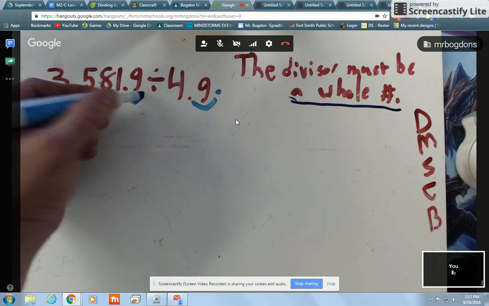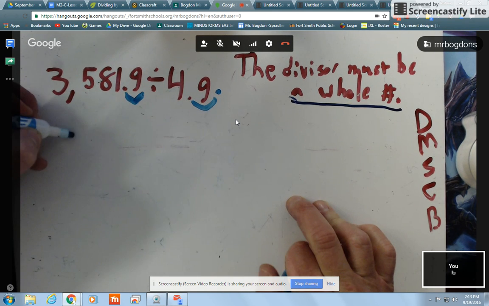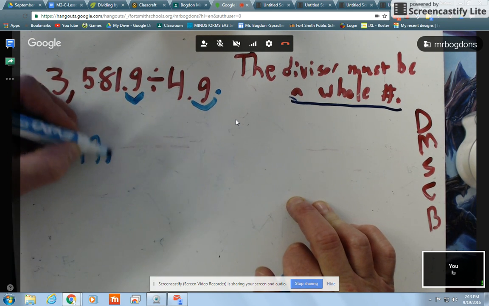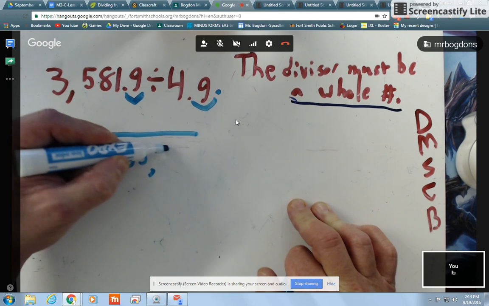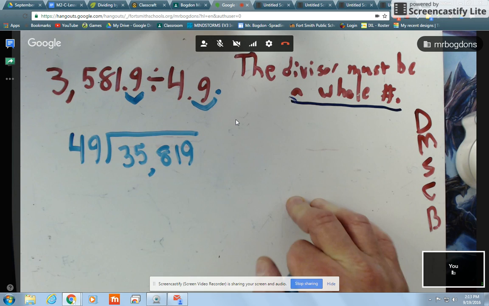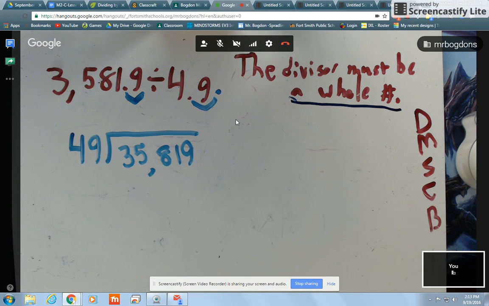Okay, so 1 and 1. So this becomes 49 dividing 35,819. What's my strategy for today? Am I using multiplication towers or estimation?